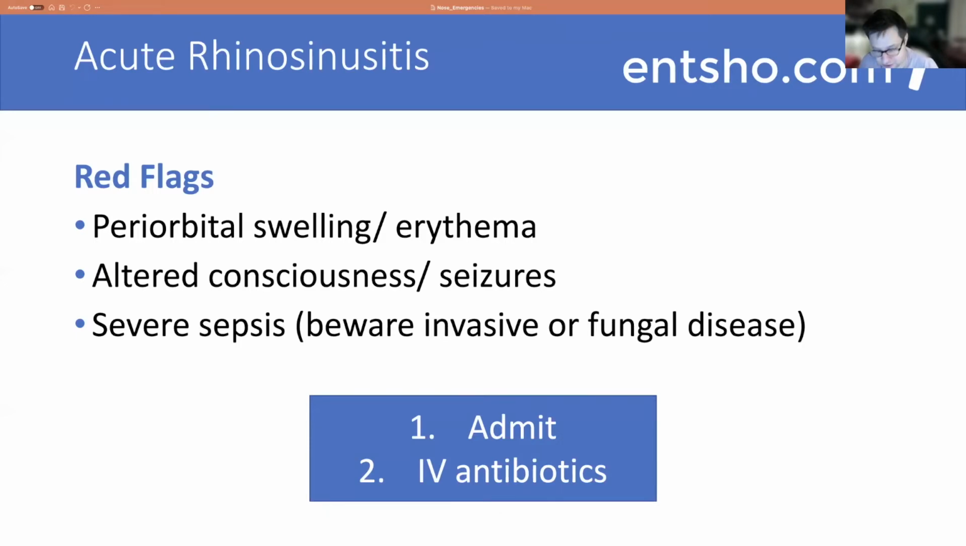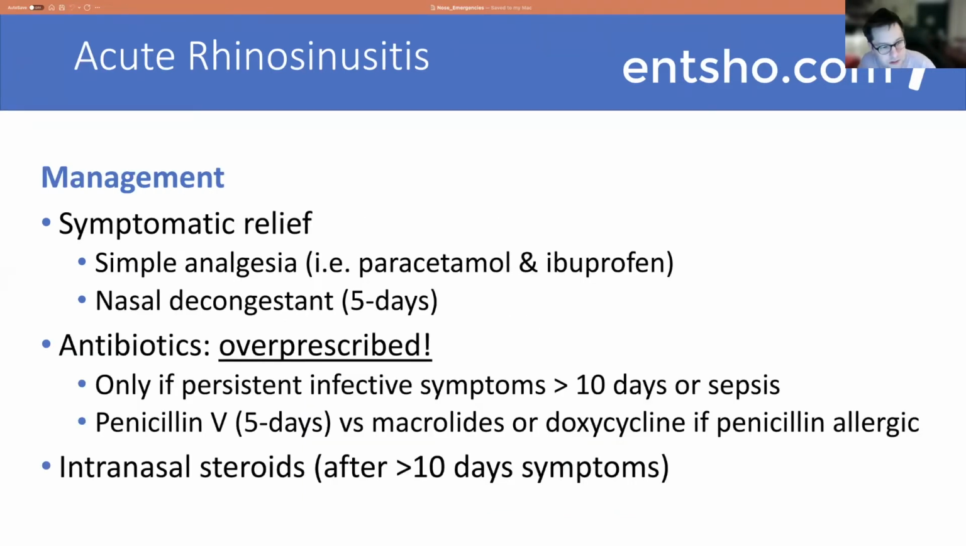And what do you do really, of course, with these sorts of complications? They ought to be admitted, started on IV antibiotics, and symptomatic management. So painkillers, decongestants. It's important, of course, that the decongestant timing is monitored. It shouldn't be given long term because of complications associated with that. It should be a short defined course. Antibiotics, as we've said, are for sinusitis generally overprescribed, given that most cases are viral, but of course it is needed in bacterial cases.